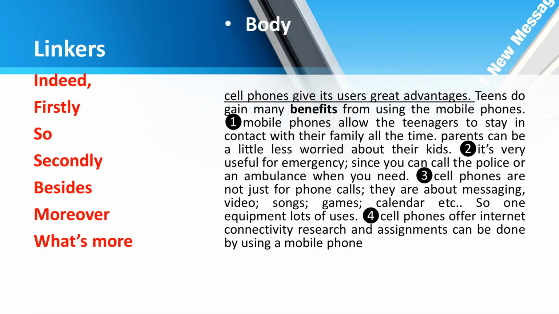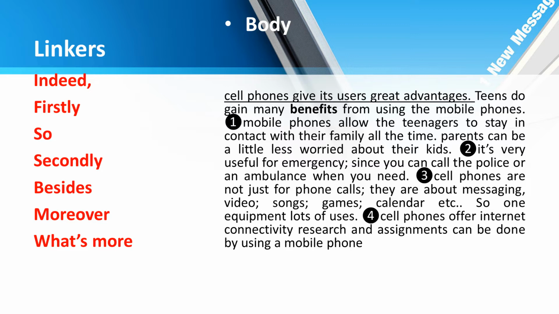Now we move to the body. The body has two parts. The first part is where I'm going to persuade the reader to think the same way about the topic as I do. I think that cell phones give their users great advantages, as I said in the introduction, as I wanted to persuade them with that idea. So here we get the topic sentence. The first one is underlined. This is a topic sentence which identifies the topic and states what will be said in the paragraph. So these are the ideas I'm going to put forth in my writing.